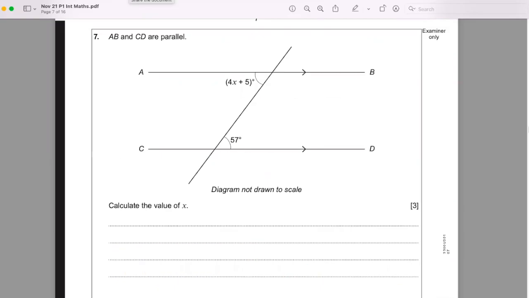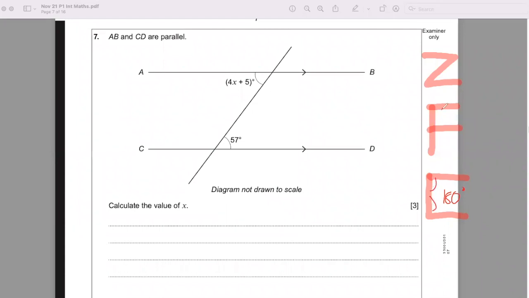Question 7, A, B, and C, D are parallel, and then you've got 4x plus 5, and then you've got 57 degrees on the other side. Now, with parallel lines, there are only 3 angle facts you've got to remember. The first one could be a Z, or alternate angles. The second one would be an F, and we call it corresponding angles. And the last one is a C. It looks like a U, to be honest, but it's actually a C, and it's co-interior angles, and they add up to 180 degrees.